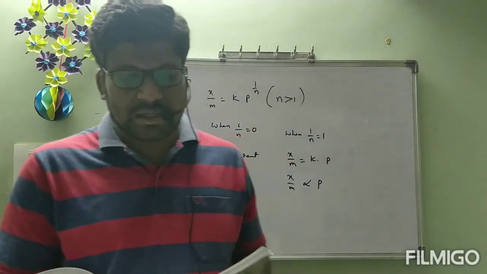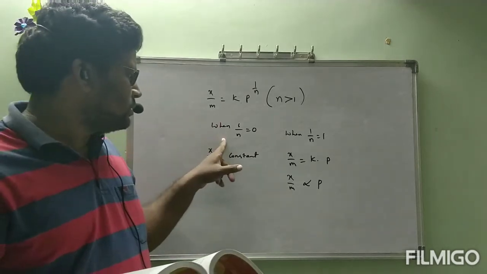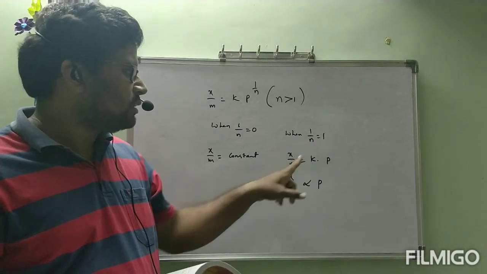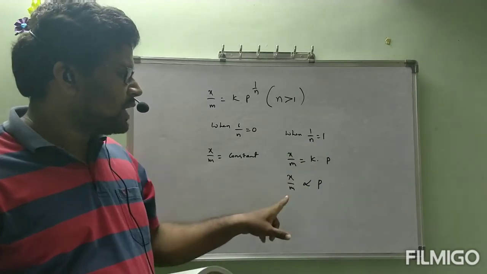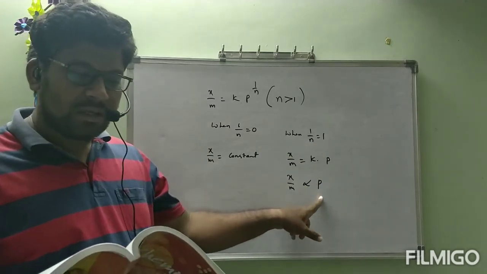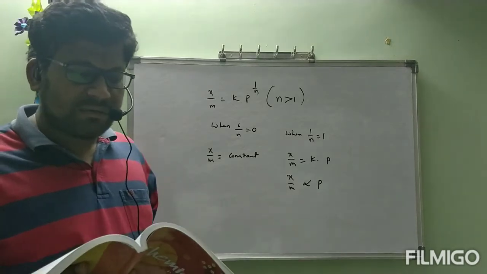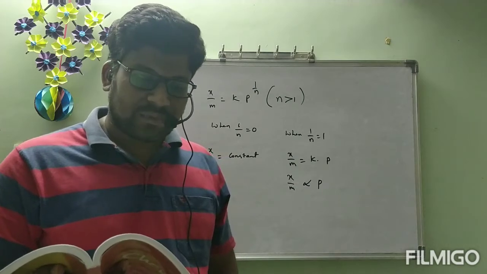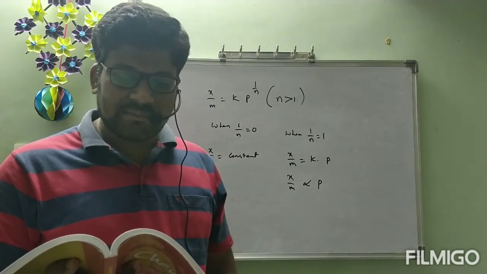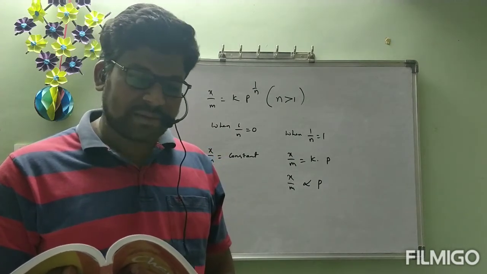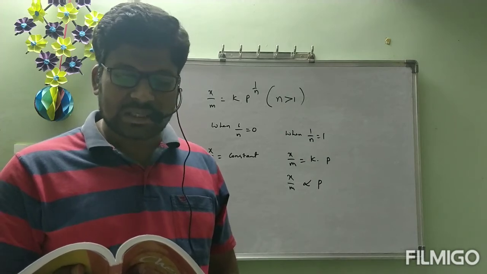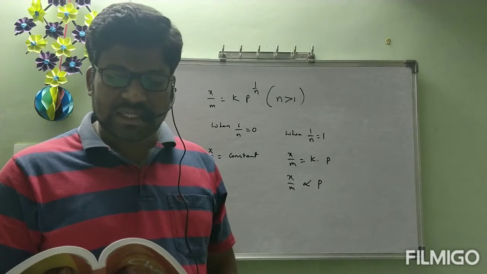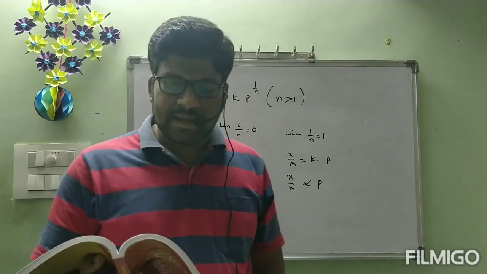What are the conditions we have taken here? When 1 by n is equal to 0, x by m is equal to constant. When 1 by n is equal to 1, x by m is equal to k into p. x by m is directly proportional to p. Then adsorption varies directly with pressure. Both the conditions are supported by experimental results. The experimental isotherms always seem to approach saturation at high pressure. This cannot be explained by the Freundlich isotherm, thus it fails at high pressure.